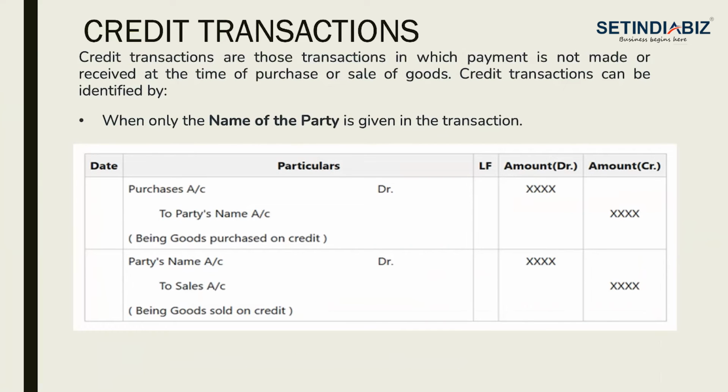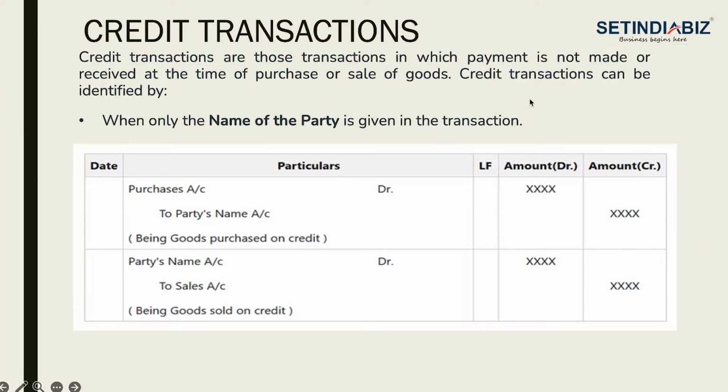Credit transactions. Credit transactions are those which are not being done on cash. It is done on credit, when payment is not made or when payment is not received, right? Either at the time of purchase payment is not made, or at the time of sale payment is not received. We relate it to credit transactions.